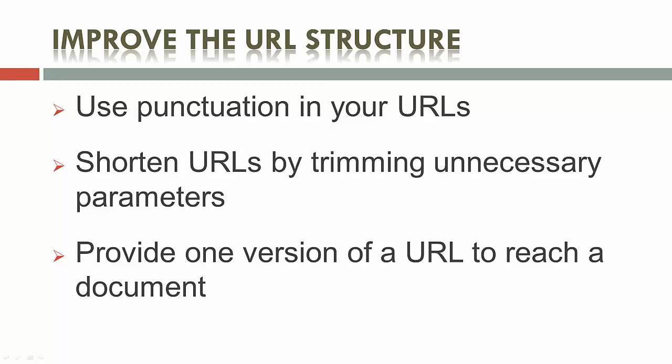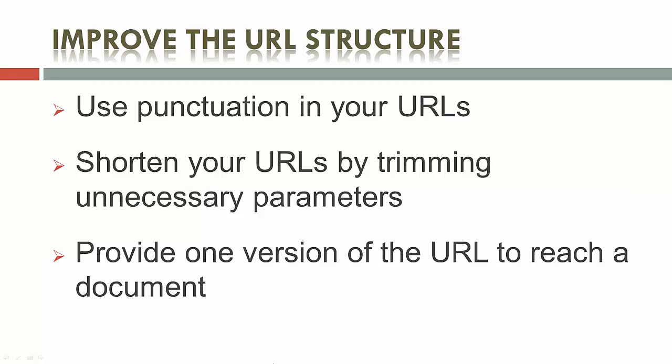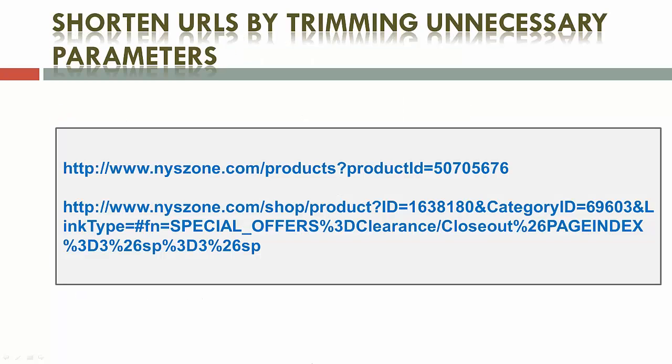Use punctuation in your URLs. Using punctuation in your URLs is useful to Google. In your URLs, use hyphens instead of underscores. The first URL in this example is much more useful to Google than the second one. Shorten your URLs by trimming unnecessary parameters. Both URLs in this example have parameters, but the first URL is not long, while the second is both long and unintelligible.